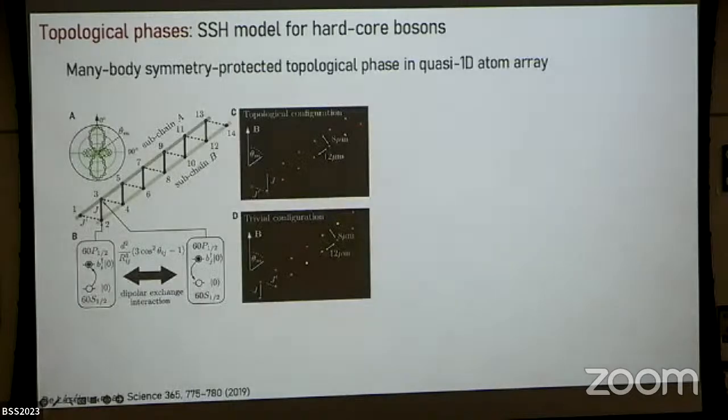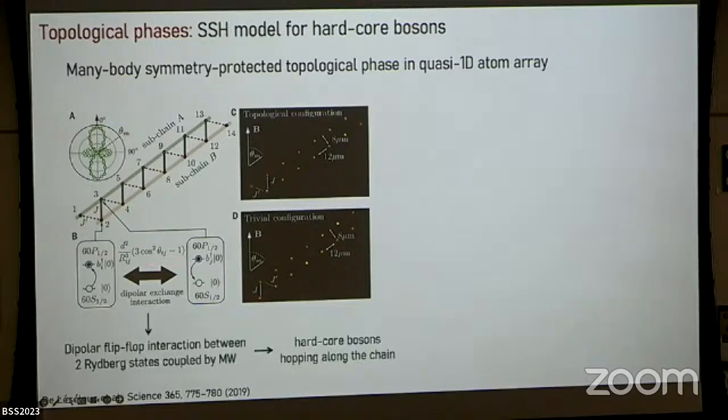Sorry, wrong slide. So here we're using this dipolar interactions that I showed you yesterday. So when you have two Rydberg states that have this kind of flip-flop interaction, as you see here. So this is from the group in Palaiseau. So here you are preparing your states, your atoms in these two Rydberg states that are coupled by this dipolar exchange interaction. You can understand this flip-flop interaction as hardcore bosons that are hopping along the chain.